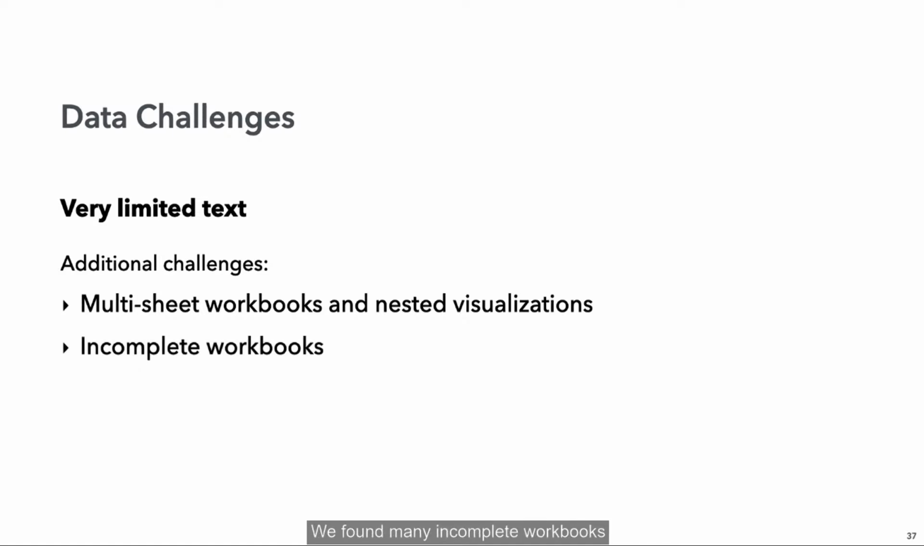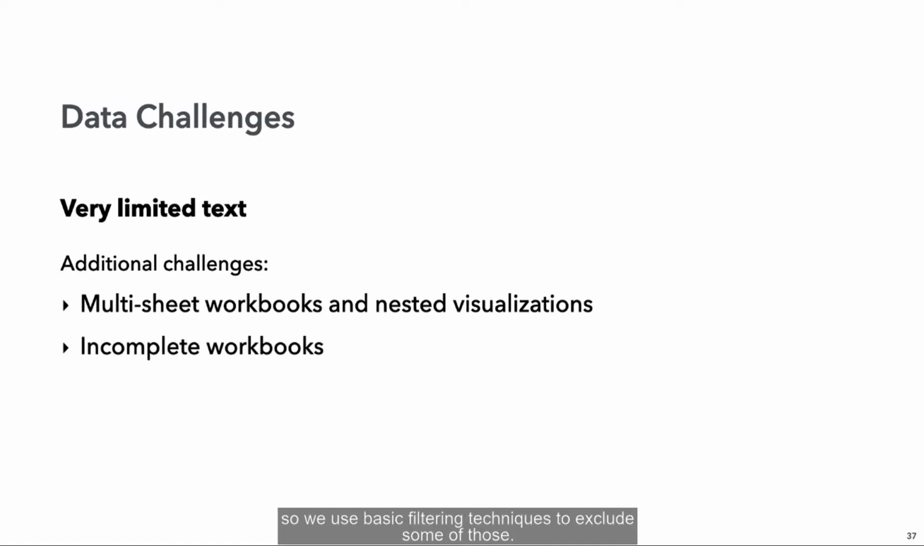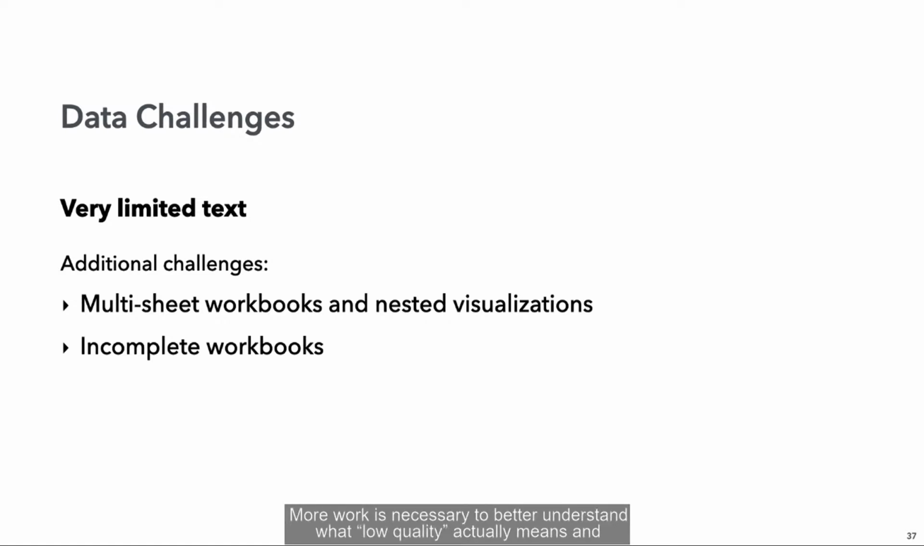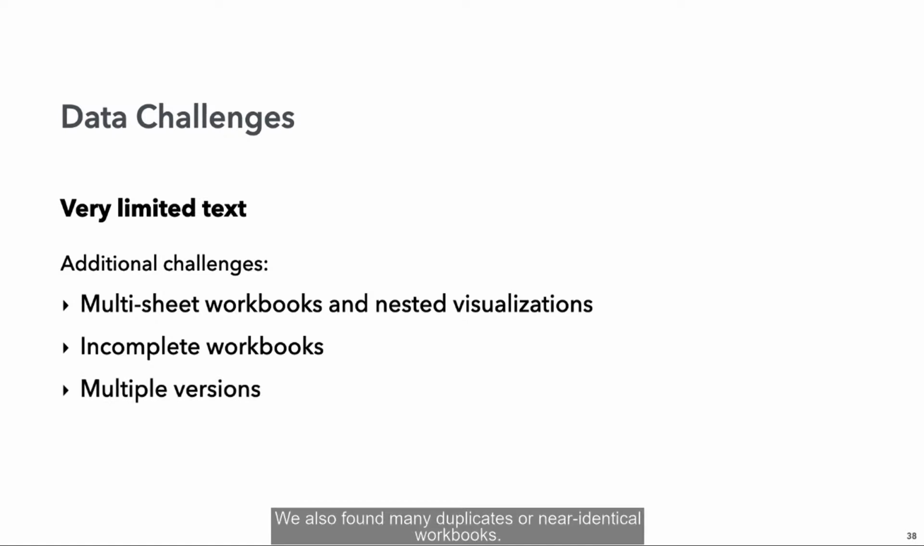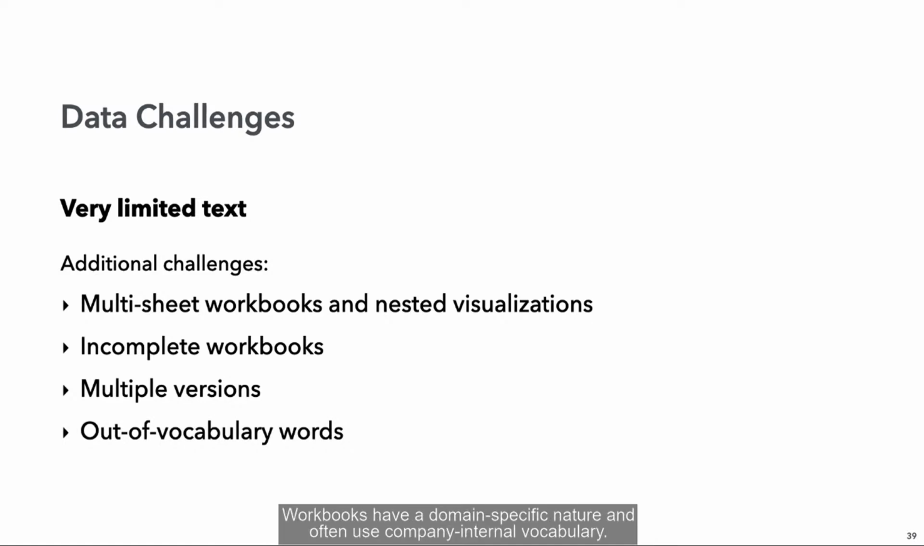We found many incomplete workbooks, so we use basic filtering techniques to exclude some of those. More work is necessary to better understand what low quality actually means and to implement appropriate filter options. We also found many duplicates or near identical workbooks. A content-based model should be able to identify those. Workbooks have a domain-specific nature and often use company internal vocabulary, which influences the choice of NLP models and the use of pre-trained models.